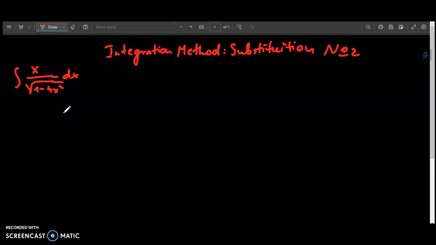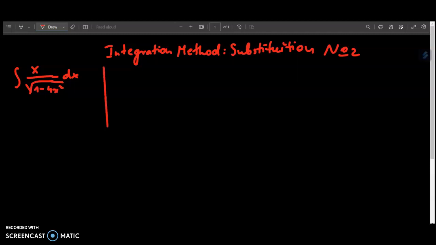So, hello everyone, we have been given the integral of x over the square root of 1 minus 4x squared dx. Our main method is going to be the method of substitution, and this is example number 2. So let's get started and use our main law of substitution.